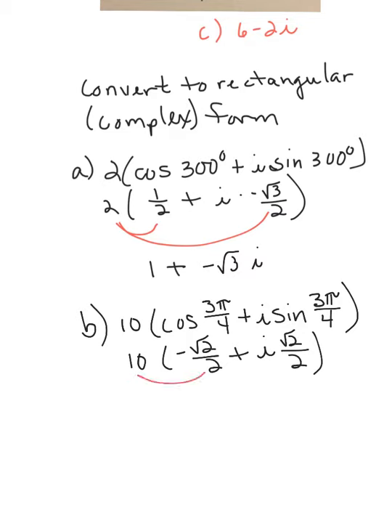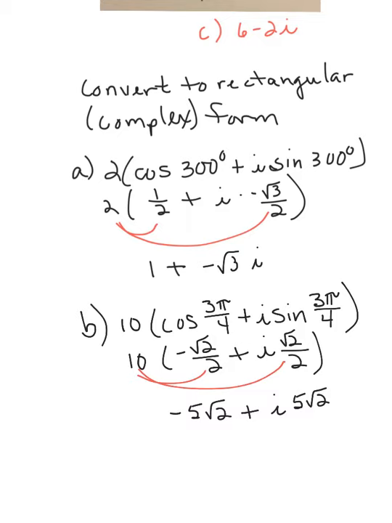Again, we are going to distribute the 10 to finish this. 10 times the negative square root of 2 over 2 is going to give me negative 5 square root of 2 plus, we keep the I. 10 times positive square root of 2 is positive 5 square root of 2.